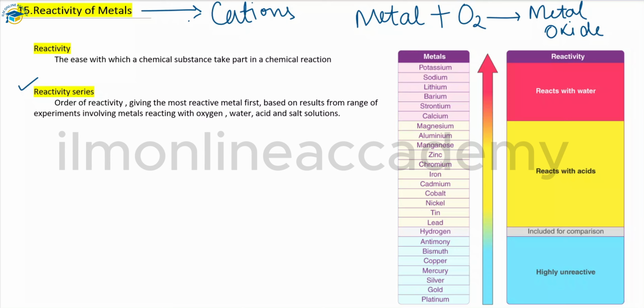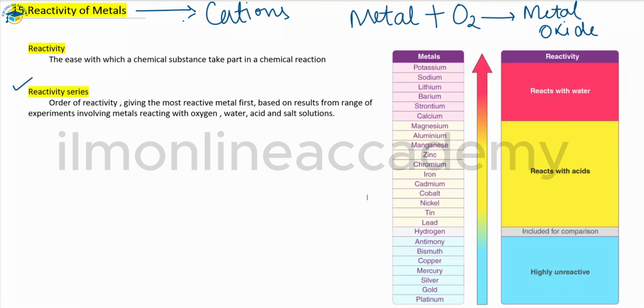The metals at the top of the reactivity series are powerful, they are strong, and they are reactive. Like we have the metals here, sodium, potassium, lithium. These metals which are present at the top are highly reactive, and they are also powerful reducing agents. We have also read in chapter number 10 about oxidizing agents and reducing agents. Reducing agents are those which help others to reduce, and they oxidize themselves.